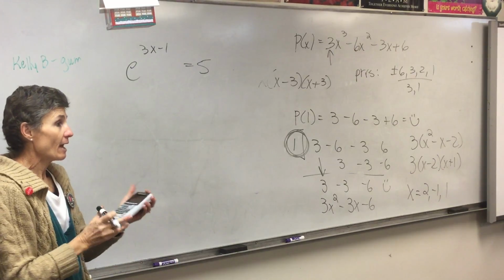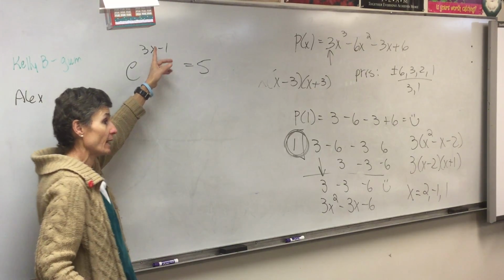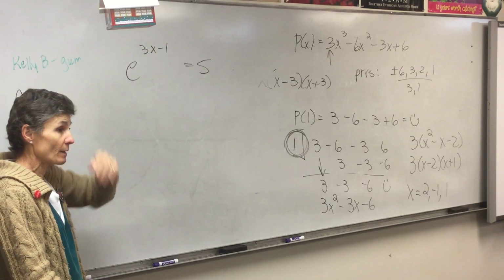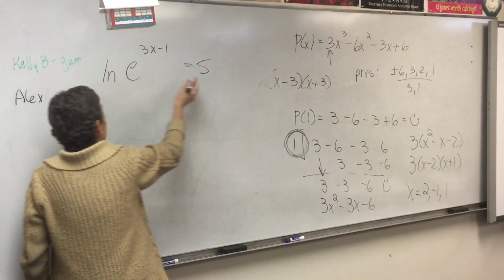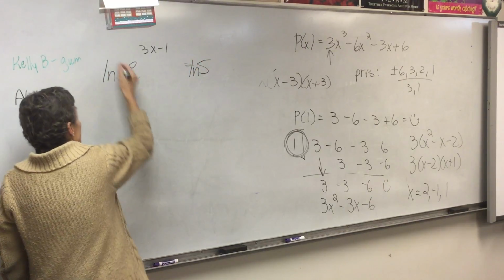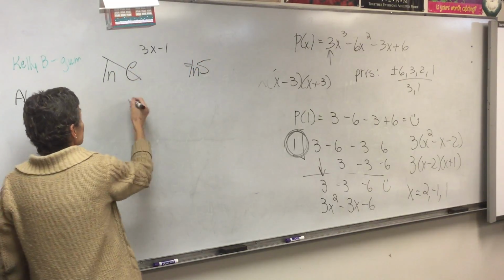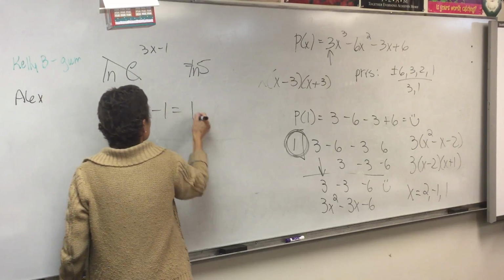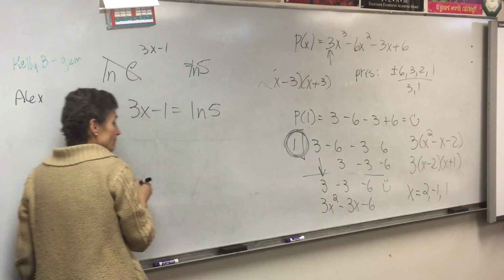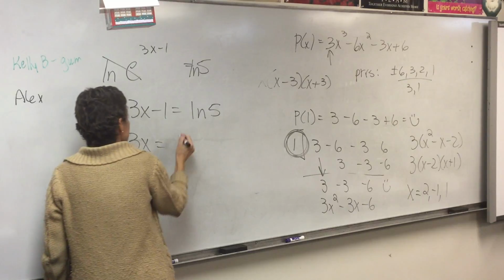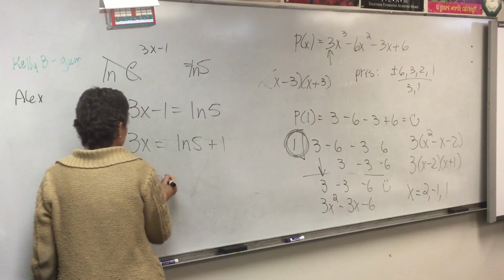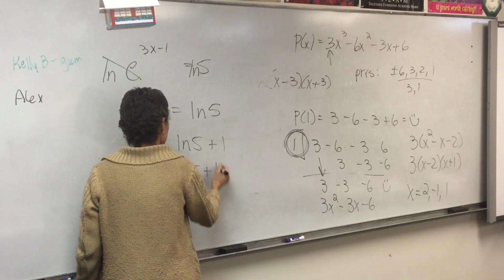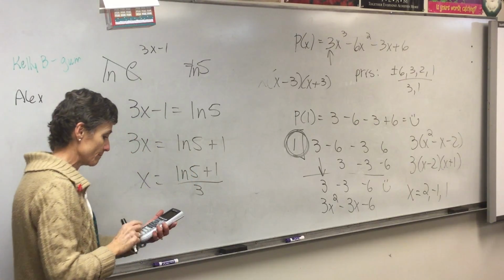You got to get it down. You can't solve it when it's up high like that. The only way to get it down is to use logarithms. So you're saying ln? You are exactly right. ln e will cancel, so 3x minus 1 equals ln 5. So 3x equals ln 5 plus 1, and x equals (ln 5 plus 1) over 3.